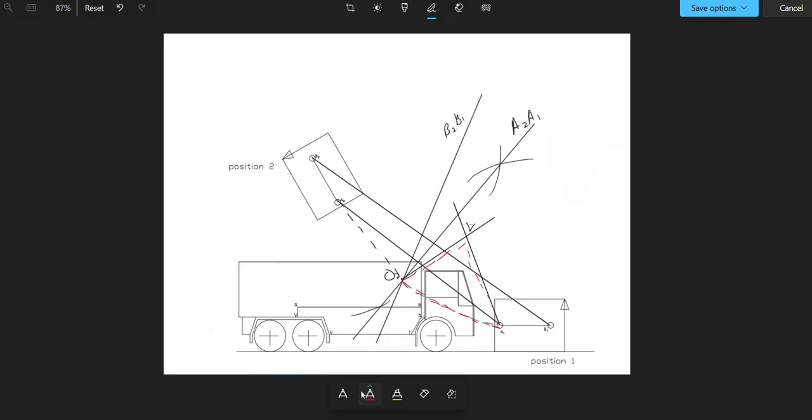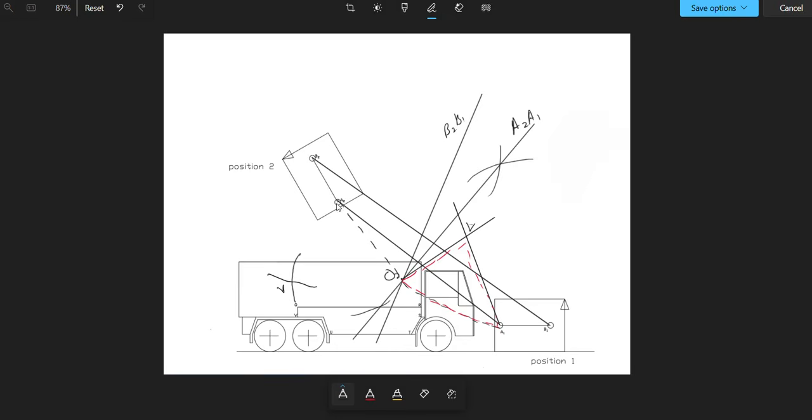To do that, you are going to use your compass to measure the length from O2 to V. Then you stand at O2 and draw an arc here. And then you measure from A1 to V, take that length, stand at A2, and draw an arc here. So that means we have V here.